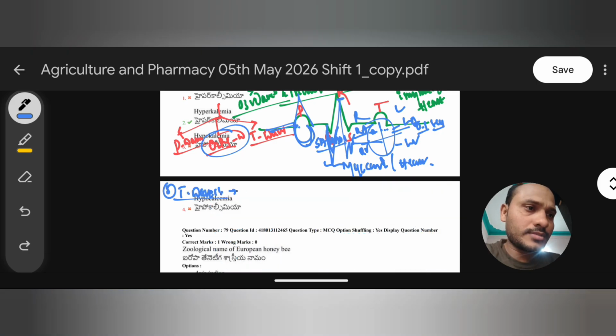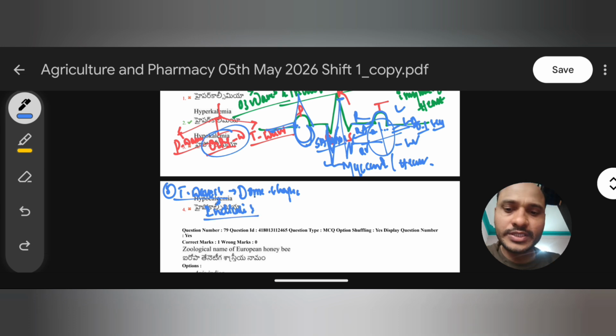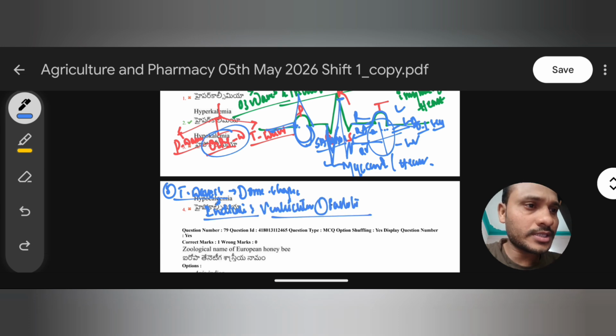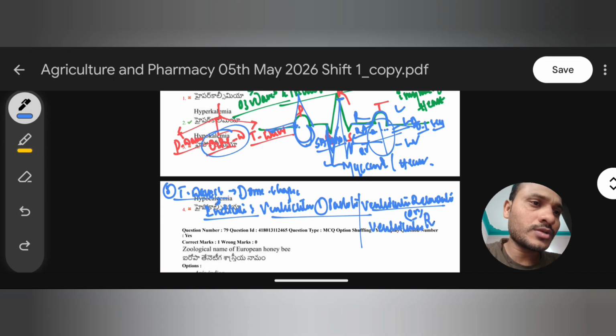Here the T wave is also a dome-shaped structure. See, the T wave is also dome shaped like this, and this T wave indicates what? This T wave indicates ventricular diastole. Just now we discussed that QRS waves indicate ventricular systole, but this T wave indicates ventricular diastole, meaning the ventricles get relaxed, ventricular relaxation. We can also use another biology term, ventricular repolarization.